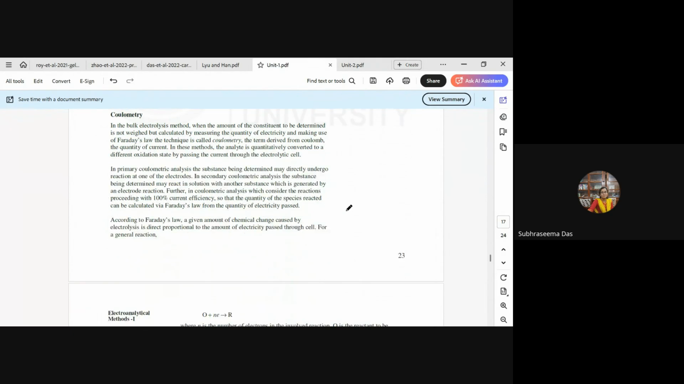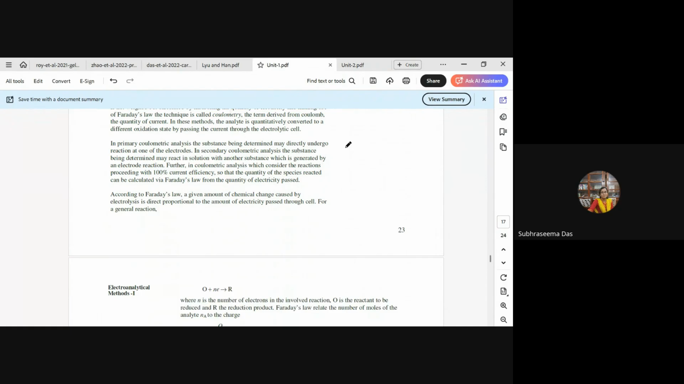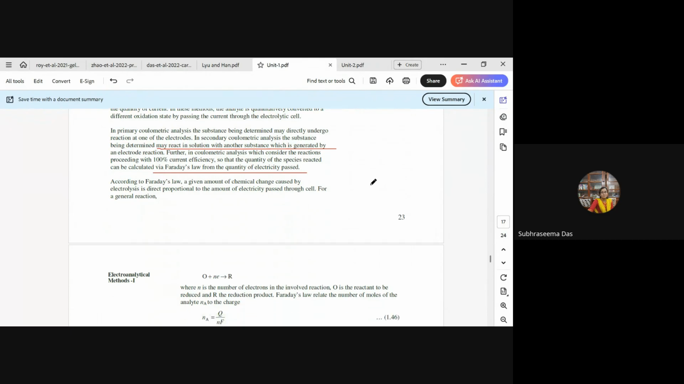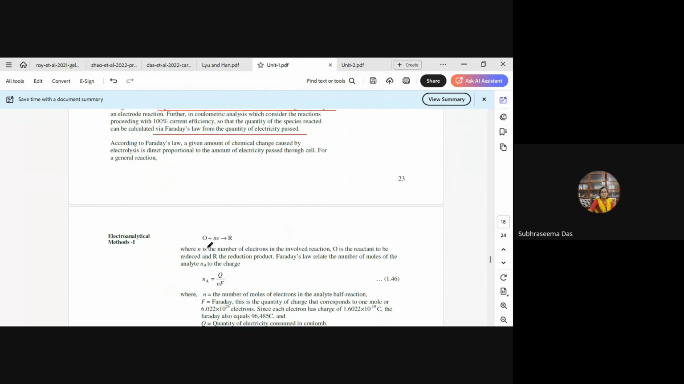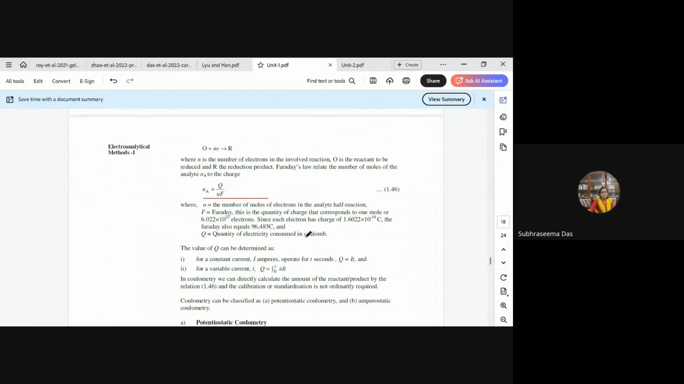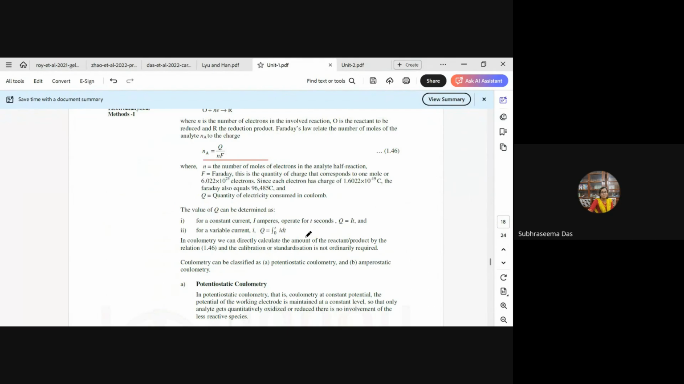In primary coulometric analysis, the substances being determined may directly undergo reaction at one of the electrodes. In secondary coulometric analysis, the substances being determined react in solution with another substance that is generated at the electrode reaction. Further, coulometric analysis considers reactions proceeding with 100% current efficiency, so the quantity of the species reacted can be calculated from Faraday's law. We know from Faraday's law that N is equal to Q by nF, so by using it we can calculate the value of Q.